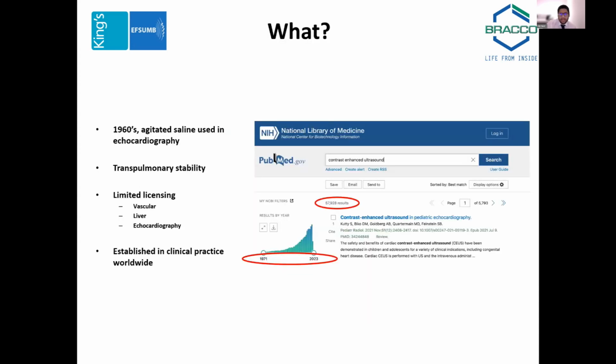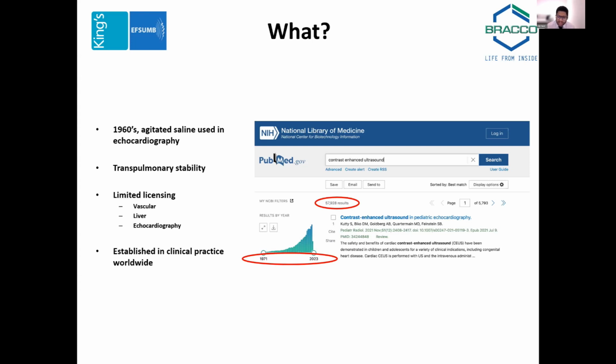So just very briefly covering a bit more about it. The idea of contrast enhanced ultrasound, as we've heard, has been in existence for a very long time and started with our cardiology colleagues in the 60s. So it's not really a new technology, but we need to take it forward, and it's been moving forward progressively over time. If you just type into PubMed, that really shows you quite how much data there is out there about it. Almost 60,000 studies. It really is becoming a part of established clinical practice worldwide.